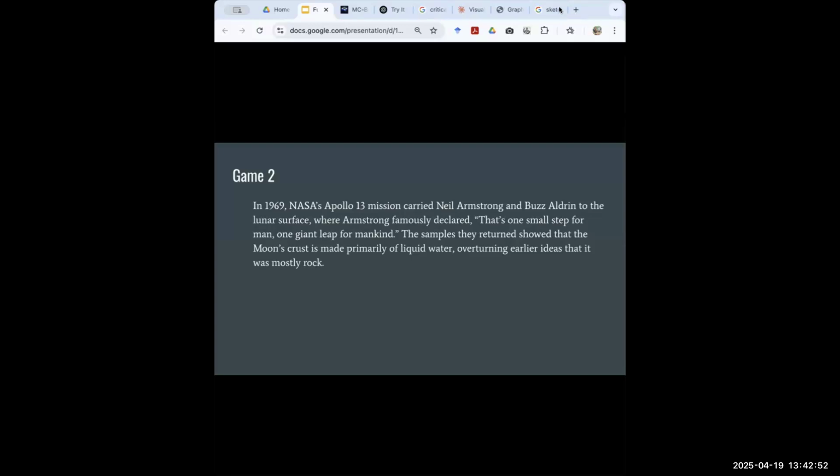Okay, I guess we can walk through this. So it says in 1969, NASA Apollo 13 mission carried Neil Armstrong and Buzz Aldrin to the lunar surface, where Armstrong famously declared, "That's one small step for man and one giant leap for mankind." The samples returned showed that the moon's crust is made primarily of liquid water, overturning earlier ideas that it was smooth.